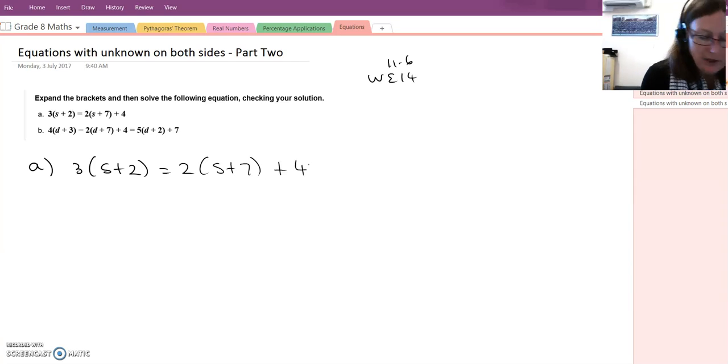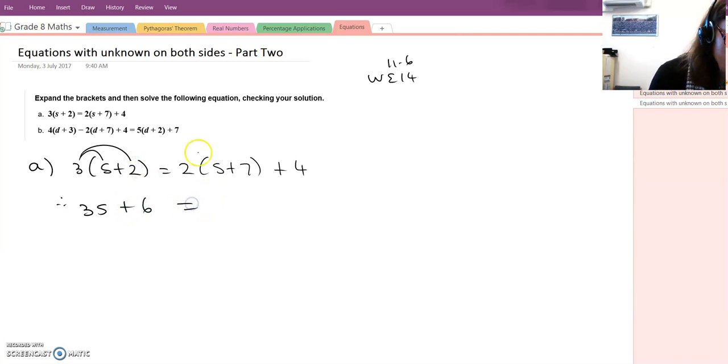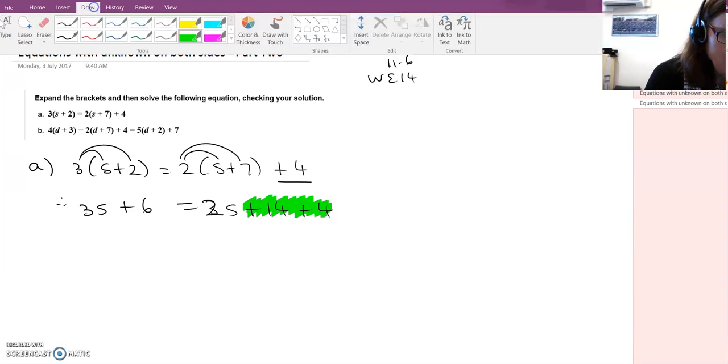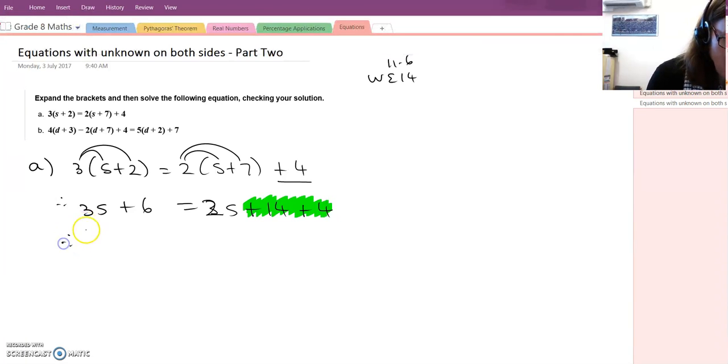I'm going to expand my brackets. 3 times S is 3S, 3 times 2 is 6. On the other side, 2 times S is 2S, 2 times 7 is 14. And then I've got to remember to add the 4 on at the end. So first step, expand the brackets. On this side, I've got some like terms that I can combine. So that's what I would do next. I would say my 3S plus 6 is equal to 2S plus 18.